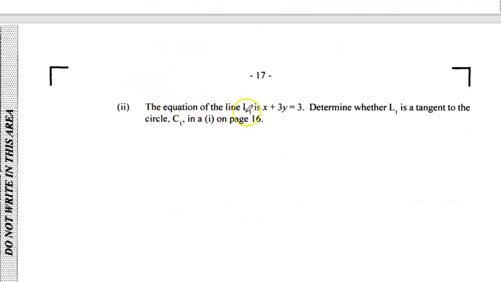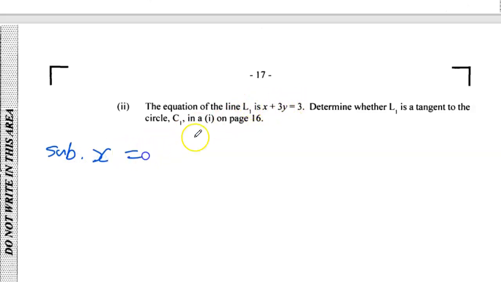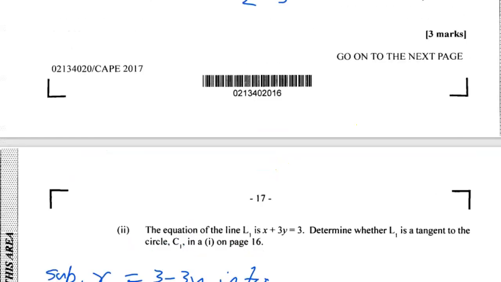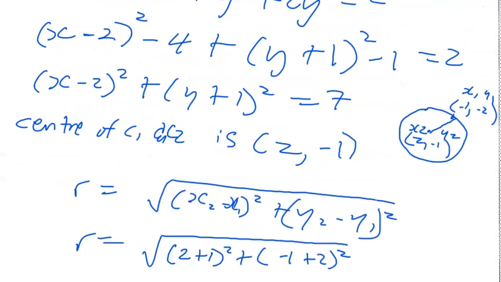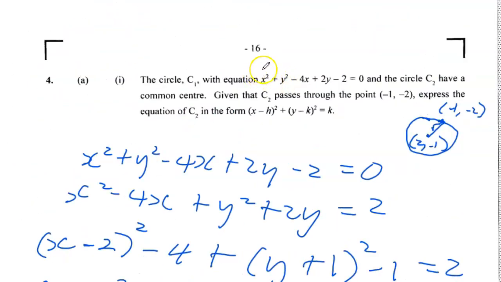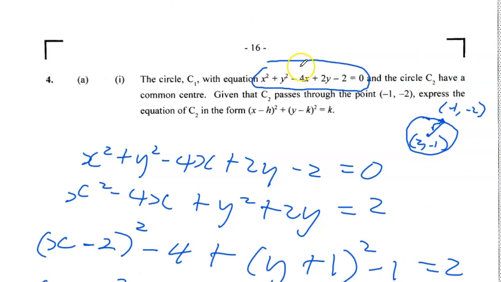Next, the equation of the line L1 is x plus 2y is equal to 3. Determine whether L1 is a tangent to the circle C1 in the page above. So we need to find the point of intersection. So we substitute L1. We can rewrite L1 as x equals 3 minus 2y. We sub this into the equation of circle 1. The equation of circle 1 was, here it is, x squared plus y squared minus 4x plus 2y minus 2 is equal to 0.